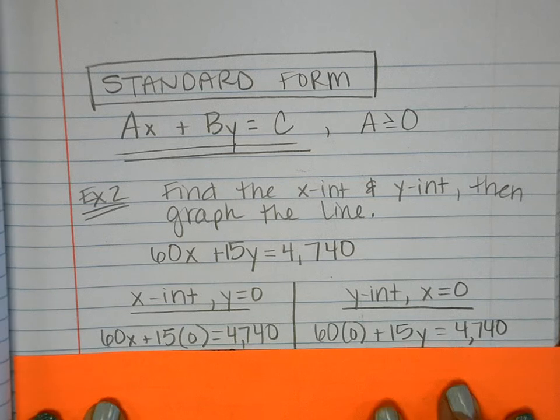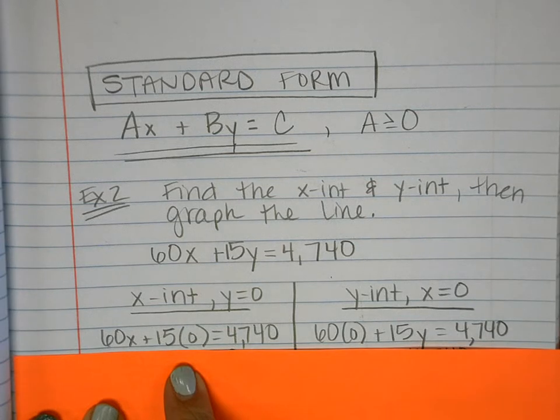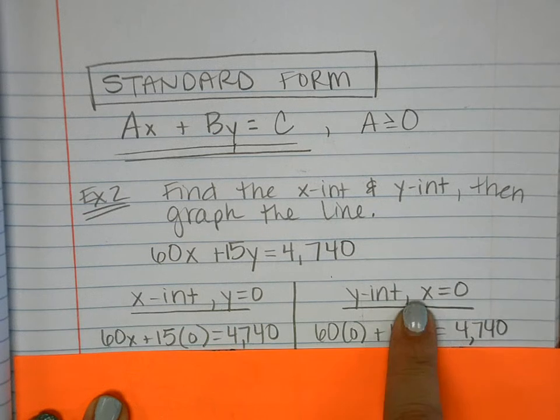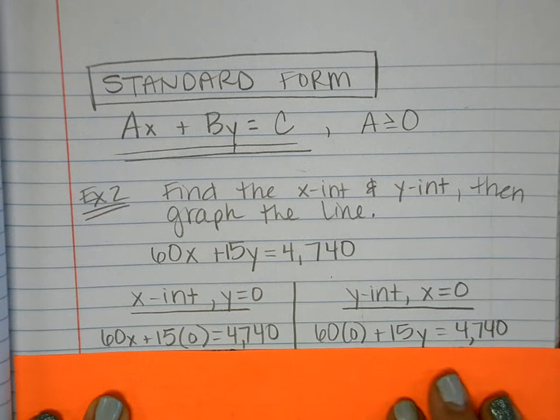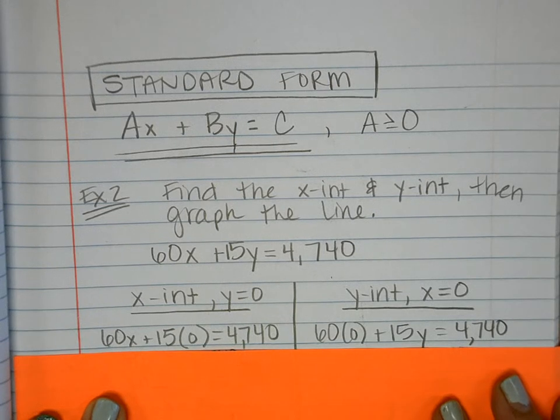So all I did for the x-intercept is I put 0 where the y was, next to the 15. I use parentheses, otherwise it's going to look like 150, right? And then the y-intercept, I put the x equals 0 next to the 60. Any questions so far what I did? Just plugged in 0 for the x and y. We good?